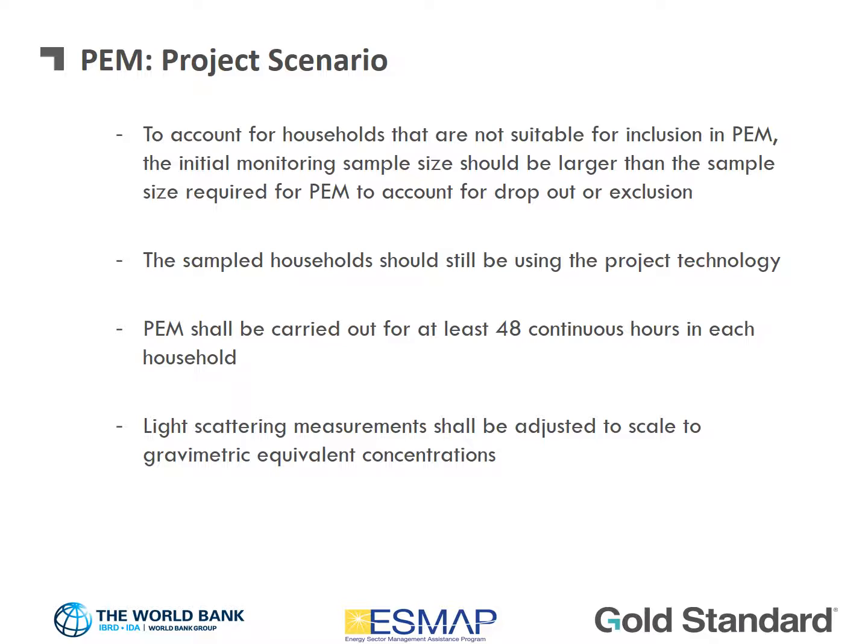It's important that the target households for the project scenario are still using the project technology, and that's something that will be discussed in Module 2 on usage monitoring for how to determine that. Just as the baseline scenario, the exposure measurement should be carried out for a minimum of 48 hours in each household. And also, just like the baseline scenario, if light scattering measurements are being used, they need to be adjusted based on gravimetric equivalent concentrations.